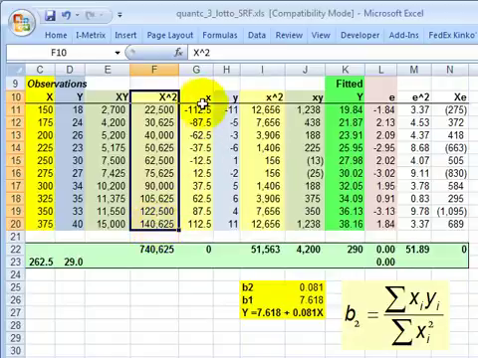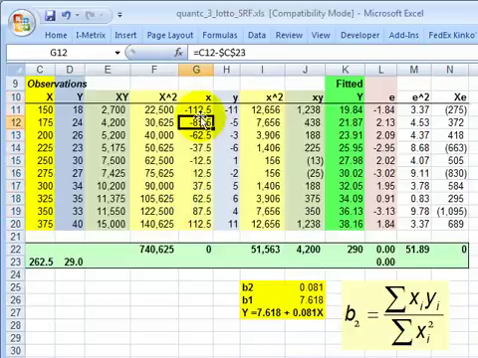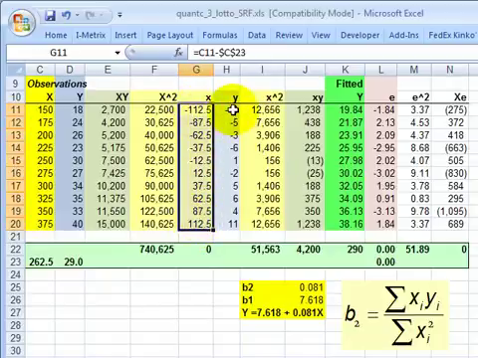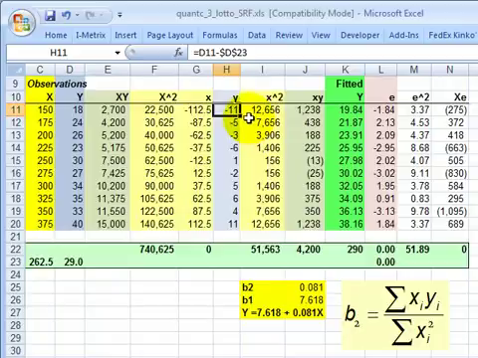Then we have a small x, which is simply the deviation between the x observation and the average of all the x's. So right here, if we take this negative 87, that's the difference between the x observation and the average of all the x's. So that's what the small x means. It's a deviation. Same with the y. The small y is the observed y, that's right here. We have 10 different observed y's, minus the single average y.